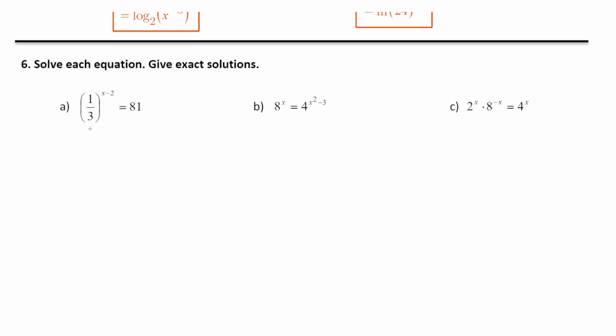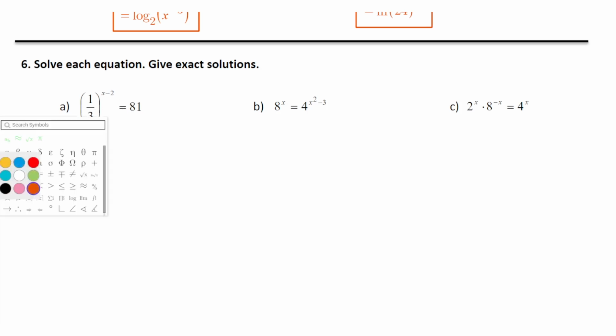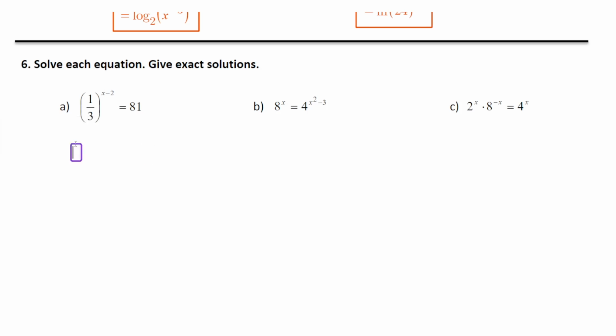So 6a, it looks like we've got 2 powers of 3 kind of disguised here. I'm going to rewrite both of these sides as powers of 3. So 1/3 I can rewrite as 3 to the negative 1. And 81 is going to be 3 to the 4th power. So whenever you raise a power to a power, you're going to multiply your powers. And really what I'm trying to do here is just rewrite the equation so I have the same base on both sides. That way I can drop the two bases.